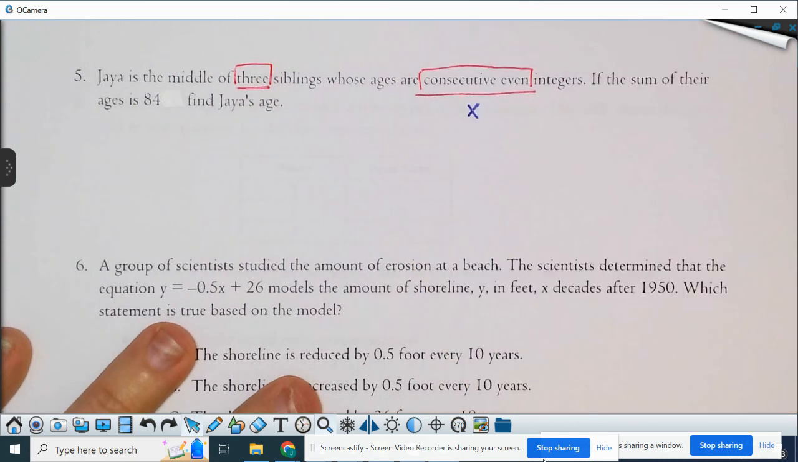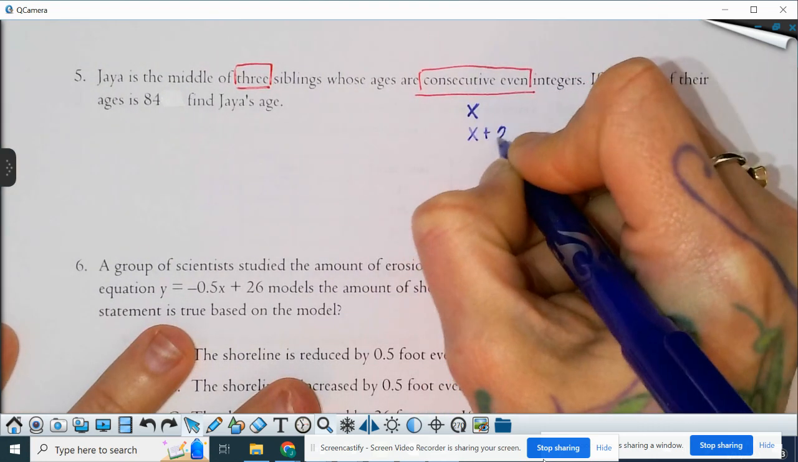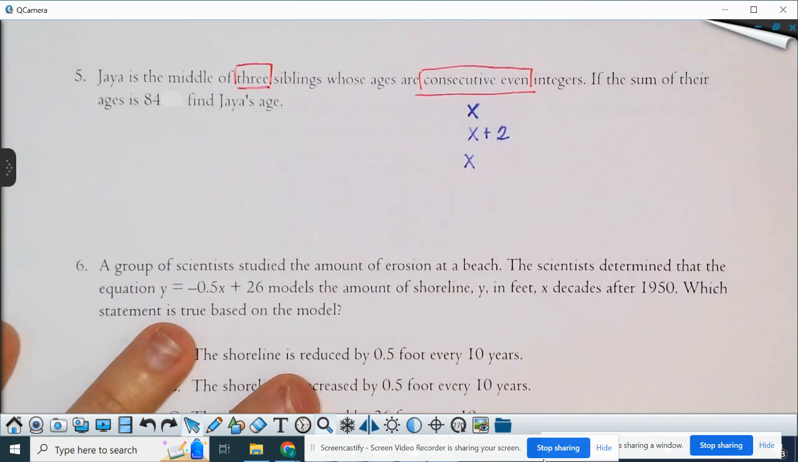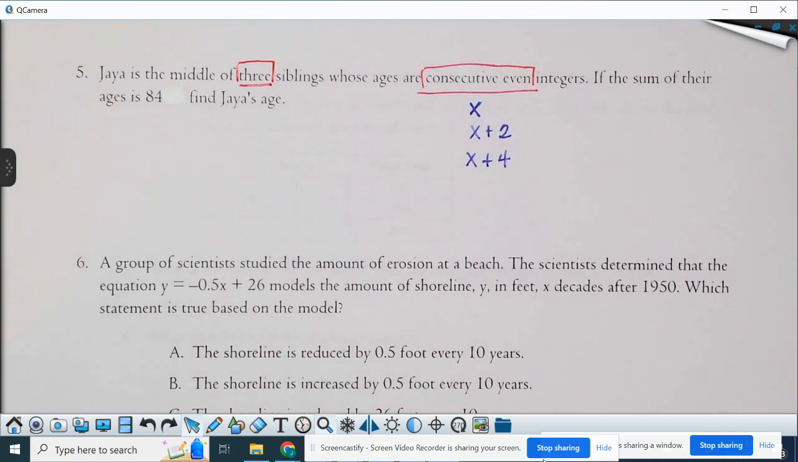What's the second one we would use since they're even? X plus 2, right? And then x plus what? Good, x plus 4. Because even and odd is x, x plus 2, x plus 4, x plus 6, and then so on, 8, 10, 12. If they were just consecutive, so even or odd was not notated, it would be x, x plus 1, x plus 2, because that's how you get from 1 to 2 to 3 to 4, counting directly.